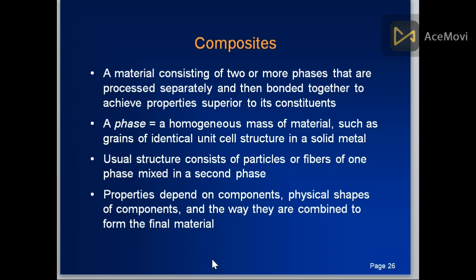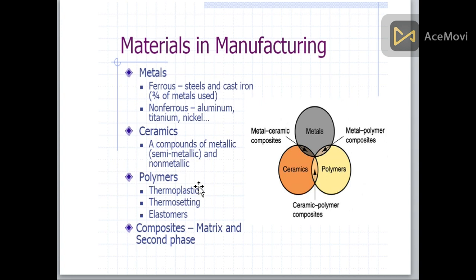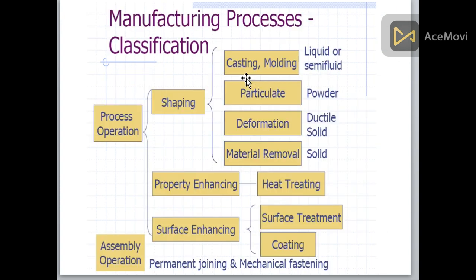Composites: a material consisting of two or more phases, as I have told you before. A phase is a homogeneous mass of material, such as grains of identical unit cell structure in a solid metal, known as a single phase material. Usually, the structure consists of particles or fibers of one phase mixed in another phase. This is the summary of the materials in manufacturing: metals, ceramics, polymers, composites. This is the Venn diagram.